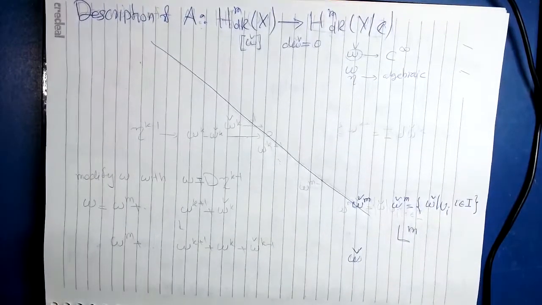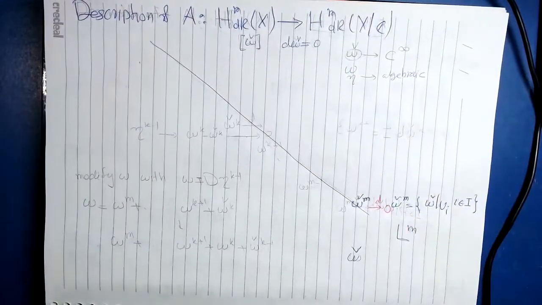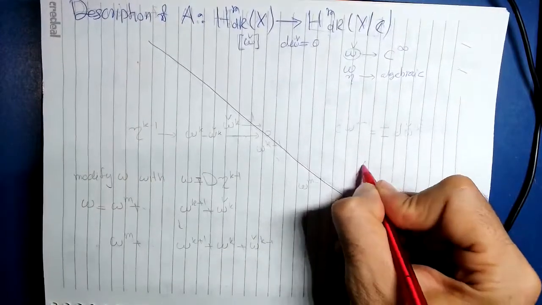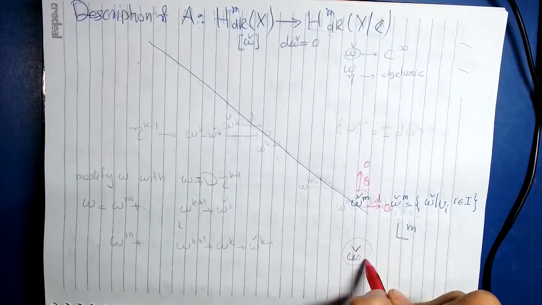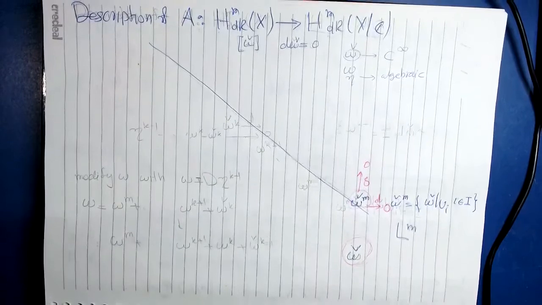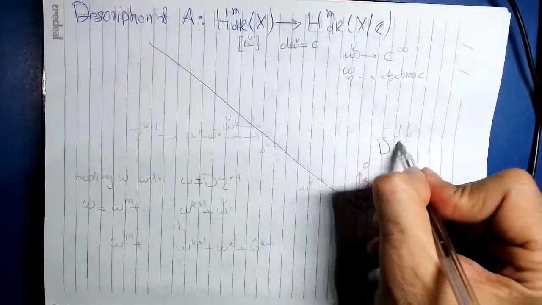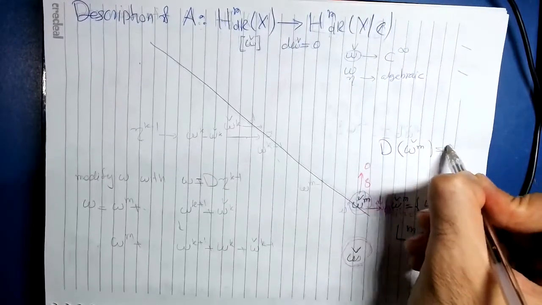So this has t equal to 0 because my omega check is exact, and its delta is equal to 0 because this omega^m comes from a global differential form. So at the end of the day, this is an authentic element. In this we have d omega^m check equal to 0.